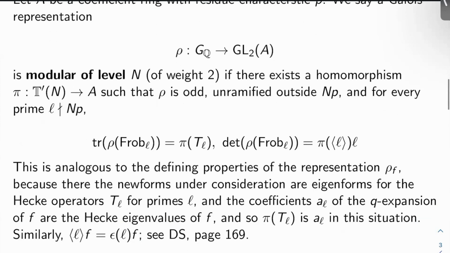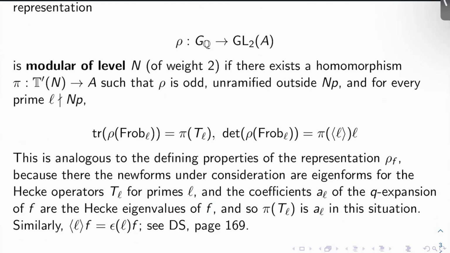And then similarly, the eigenvalue of diamond L is always epsilon of L, where epsilon is the character of F. And so pi of diamond of L should be thought of as epsilon of L here. Once you think of it like that, this is again one of the defining properties of rho_F from the last video. So you should think of pi basically as having the following property. When you plug into pi one of the Hecke or diamond operators, it spits out the eigenvalue of some newform. That's loosely how you should think of it. But we know those eigenvalues are a_L and epsilon of L respectively.